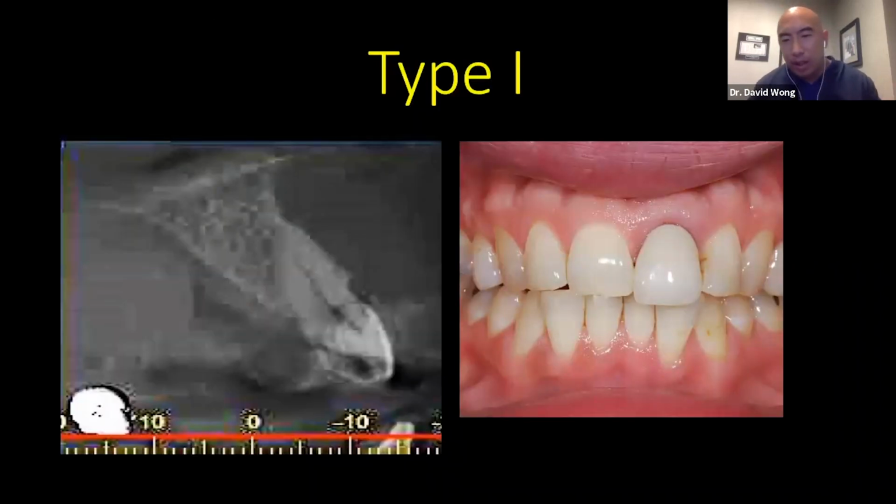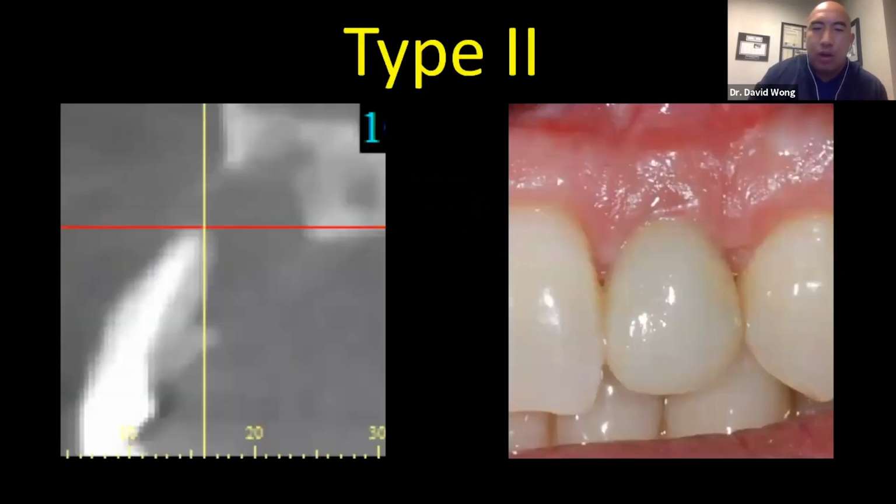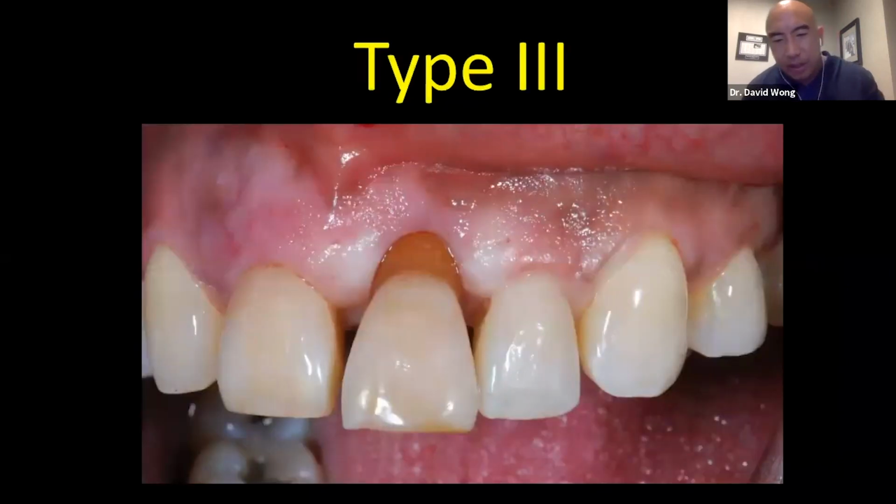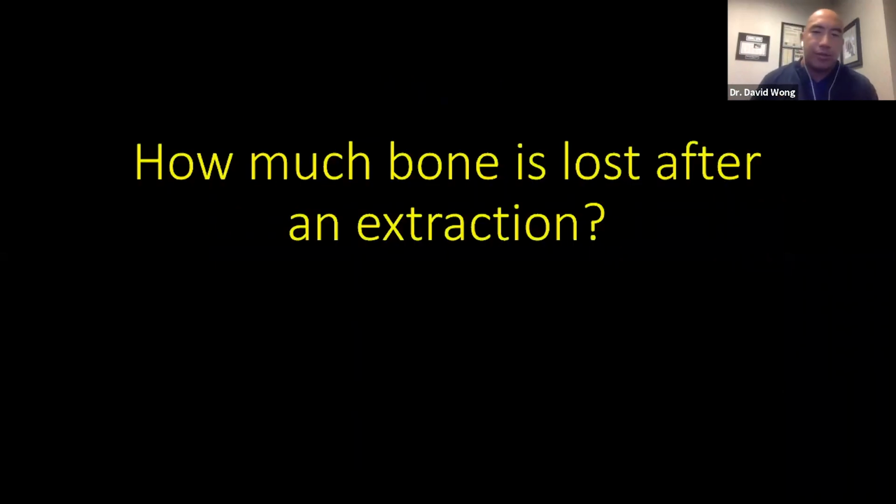Here's a type 1. The gum tissue looks good. We have a facial plate. That's a type 1. Type 2, gum tissue looks good. But if you look at the CAT scan, it's terrible, right? There's no bone. Type 3 is easy. Have a ton of recession. The tooth is exfoliating itself practically. And radiographically, it's going to look terrible. So you have no bone and no gum tissue. That's a type 3.